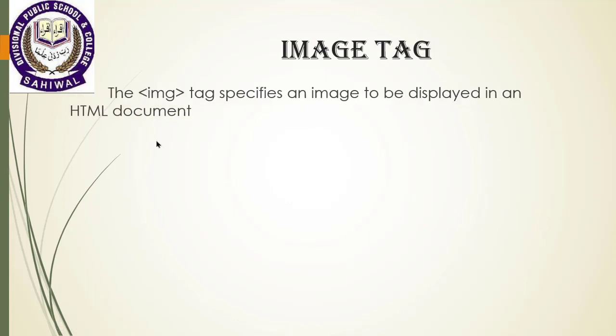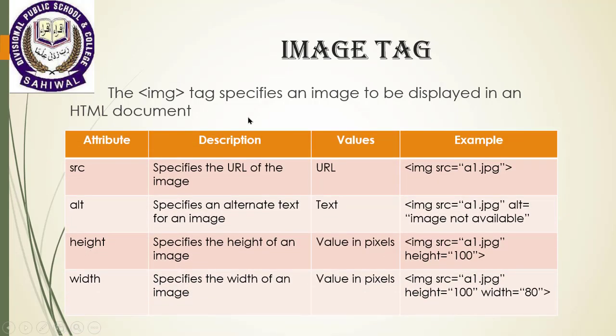Students, for inserting an image in an HTML document, we use the image tag. This image tag specifies an image to be displayed in an HTML document. There are some attributes which we use with this image tag. Number 1, source attribute. Source attribute specifies the URL of the image.